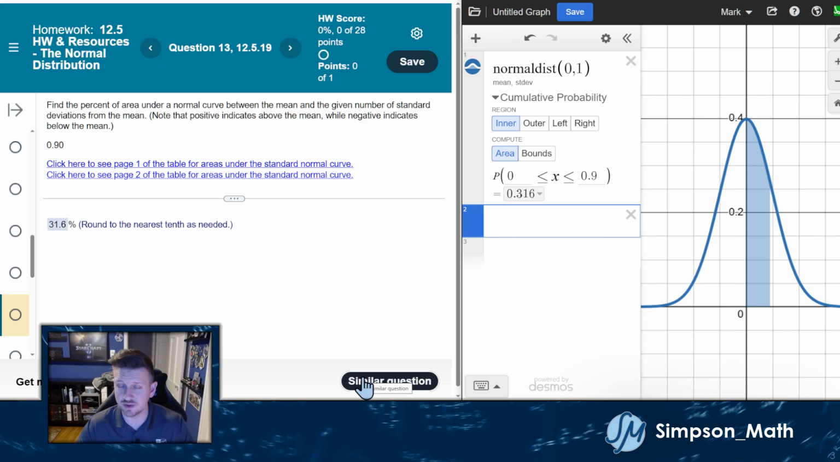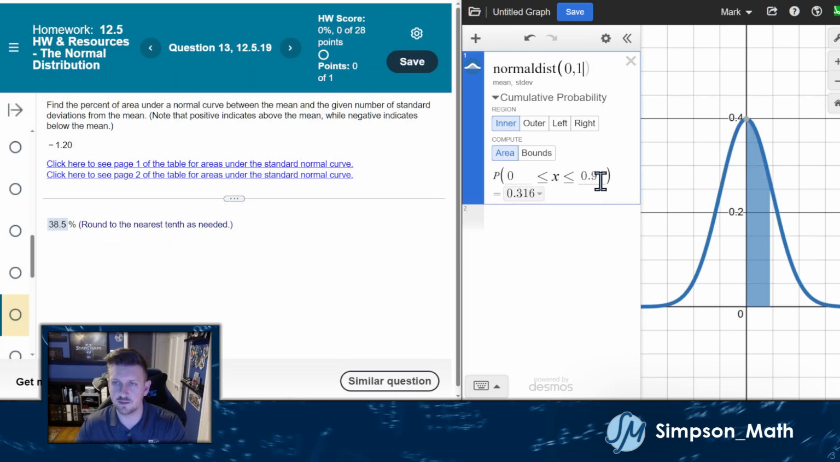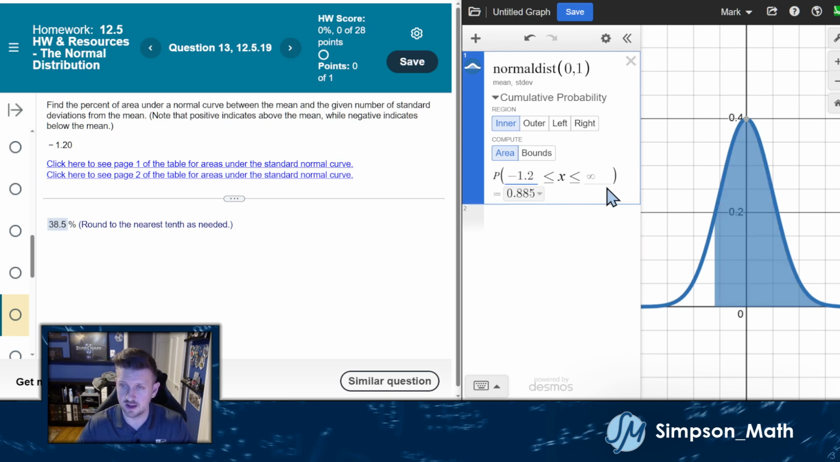I'm going to go ahead and press similar question until I get a negative. Here we go. I got a negative 1.2. So let me adjust this question. I'm going to delete my inputs. And when I do, it defaults just to -1 to 1. You can see how they're a little bit gray. But I want from -1.2 going to 0.